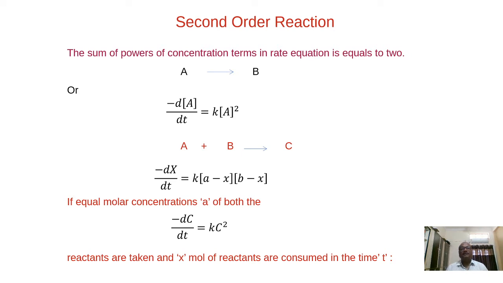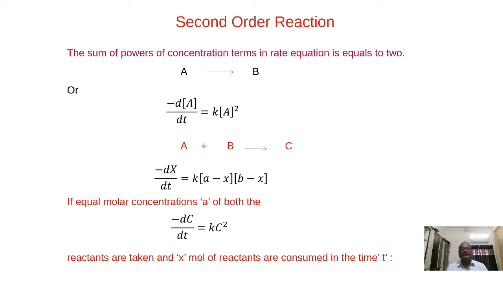A reaction in which the sum of powers of concentration terms is equal to 2 in its rate equation is called a second order reaction. The sum of powers of concentration terms is equal to 2. That type of reaction we say is a second order reaction.